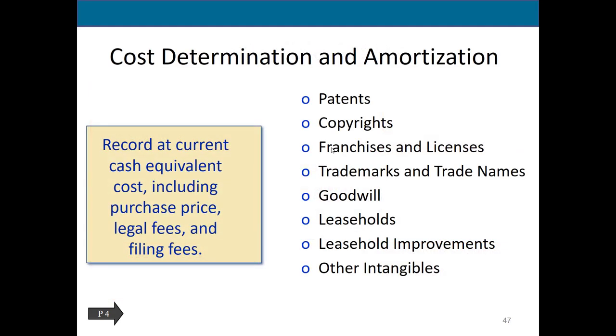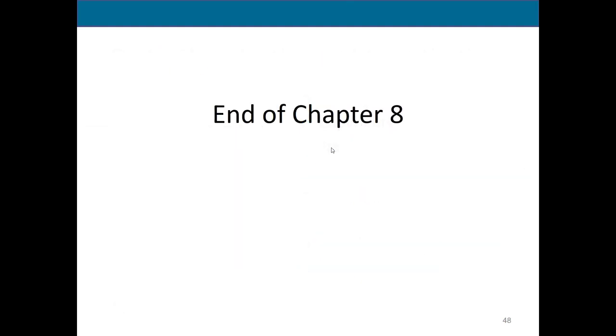What types of things are intangible assets? We've got patents, copyrights, franchises and licenses, trademarks, goodwill, leaseholds, improvements, and other intangibles. We always record these at current cash equivalent cost, whatever they're worth, right? Including the purchase price, legal fees, and filing fees. And that's going to be the end of chapter 8.